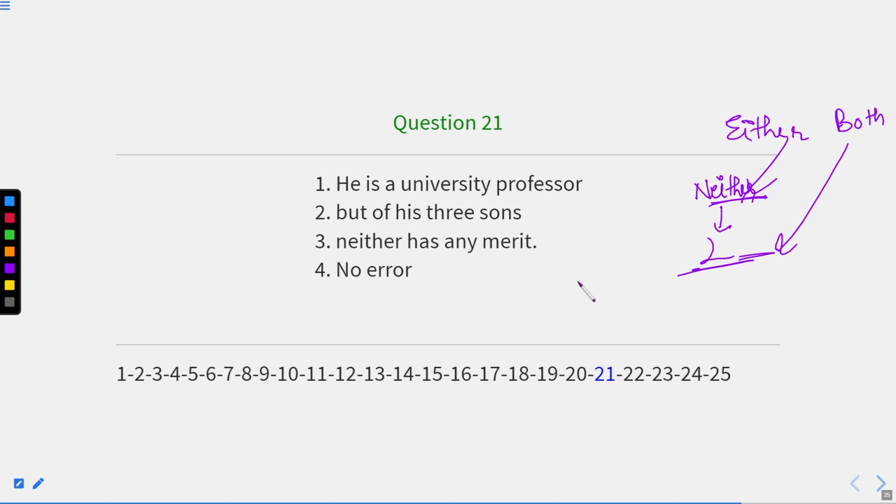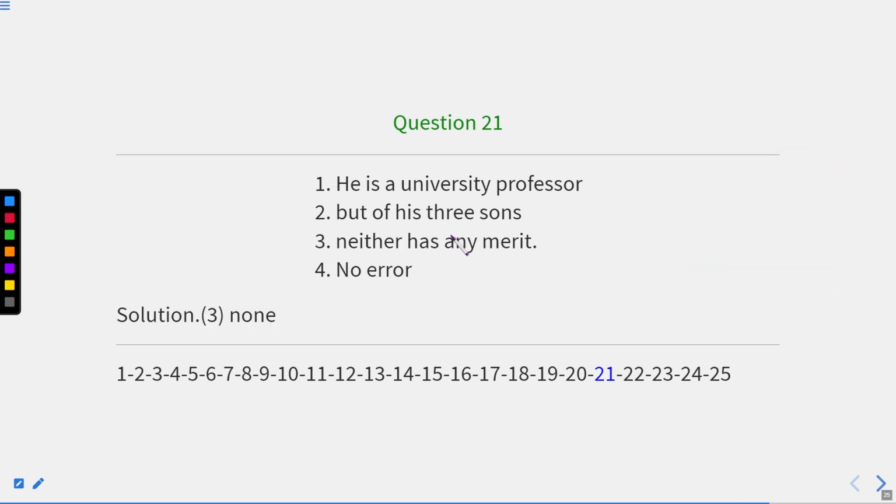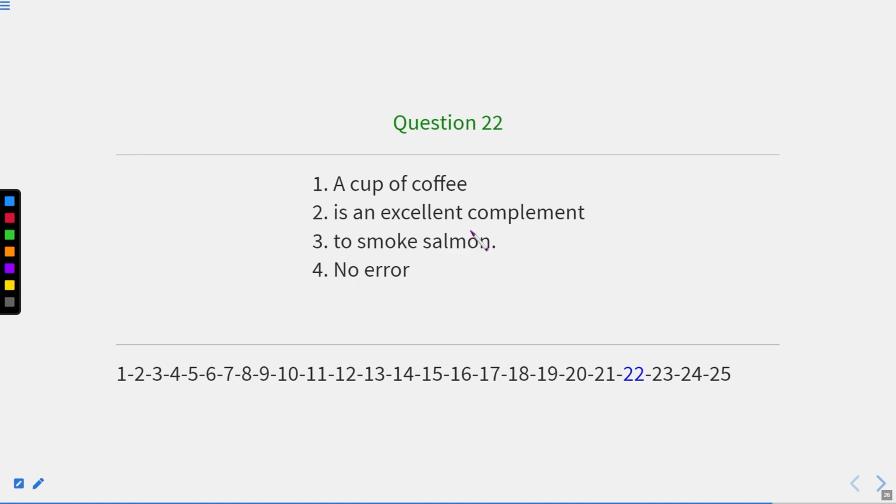If we talk about more than 2 people, for more than 2 we use none, not neither. So here the correct answer will be none, because we are talking about 3 sons. We need not change this 3 to 2. We should remove this neither or replace it with the word none. So the correct answer will be 3, that is none. The correct sentence will be, he is a university professor, but of his 3 sons, none has any merit. Now let us move to question number 22.